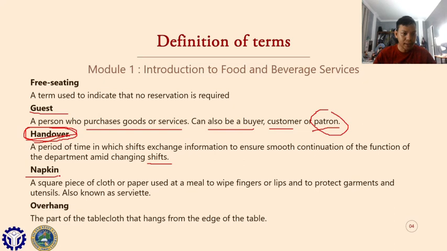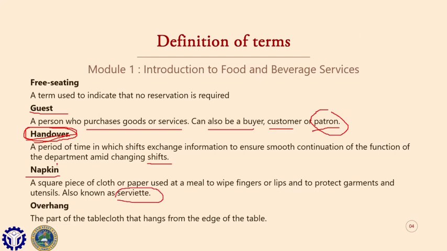Next is napkin. A square piece of cloth or paper used at a meal to wipe fingers or lips and protect garments and utensils. It is also known as serviette, okay? Or we call it table napkin, okay? Table napkin, or they call it serviette. This is used by the guests when they wipe something from their mouth after they have eaten the food or drunk the beverage.